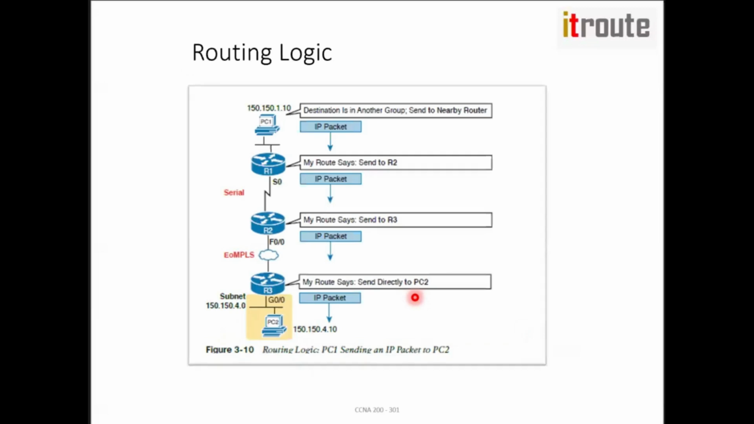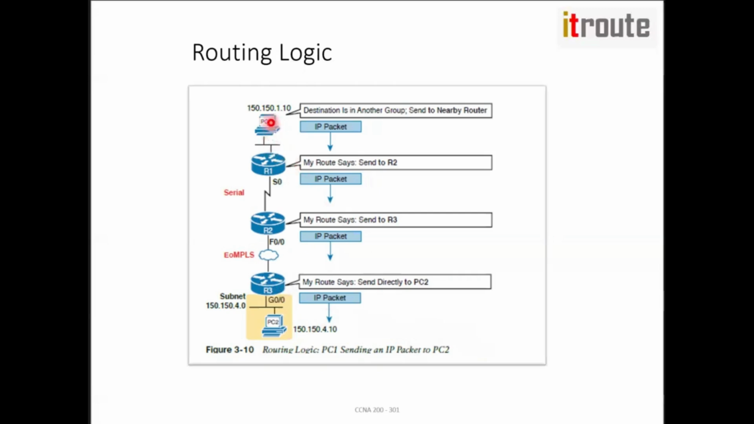Now, routing logic. A router actually works hop by hop. A router will send the traffic to another router based on the configurations, and that router will send the traffic to whatever other router is connected. So it always works hop by hop.